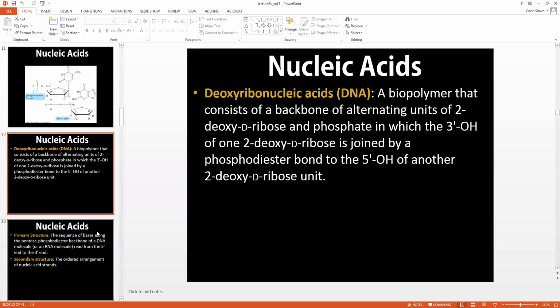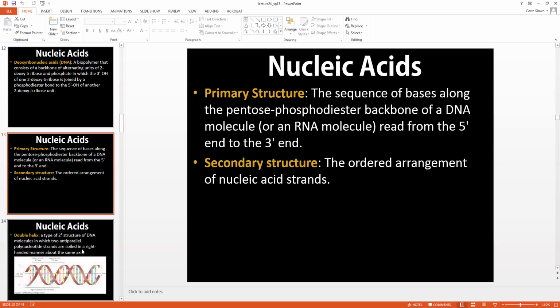Deoxyribonucleic acids, or DNA, are a biopolymer that consists of a backbone of alternating units of 2-deoxy-D-ribose and phosphate, in which the 3' OH of one 2-deoxy-D-ribose is joined by a phosphodiester bond to the 5' OH of another 2-deoxy-D-ribose unit. When we think about then primary and secondary structure, it makes sense that the sequence of bases along the pentose phosphodiester backbone of a DNA molecule, or an RNA molecule, will be read from the 5' to the 3' end. So our primary structure is the sequence of nucleotides. The secondary structure is the ordered arrangement of the nucleic acid strands.